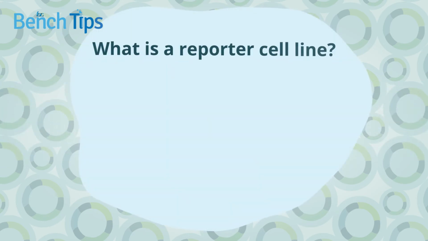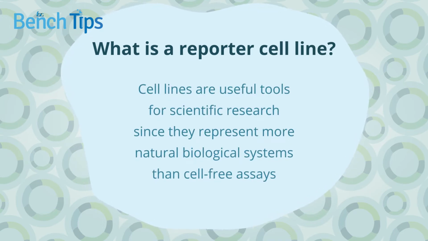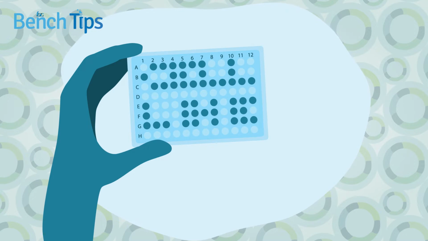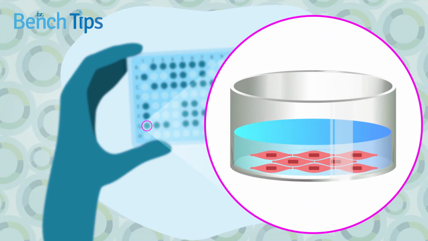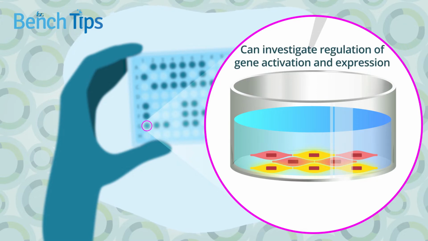What is a reporter cell line? Cell lines are useful tools for scientific research since they represent more natural biological systems than cell-free assays. As well as serving as models for tissue types or specific disease states, cell lines can be engineered to express exogenous proteins, including reporters. The term reporter refers to the fact that the expressed protein is easily measured, typically via luminescent or fluorescent detection. By using a reporter as a surrogate for a gene of interest, researchers can investigate the regulation of gene activation and expression.